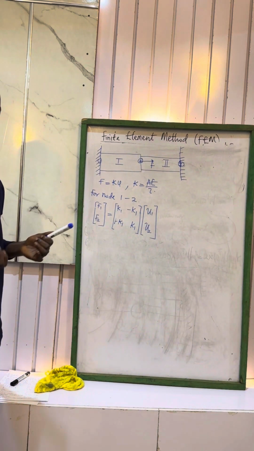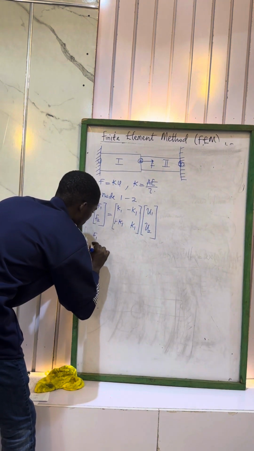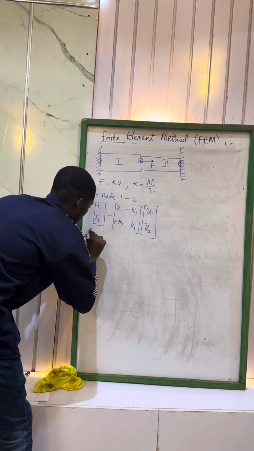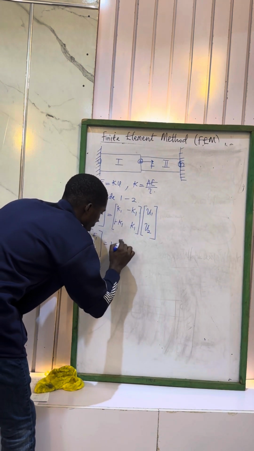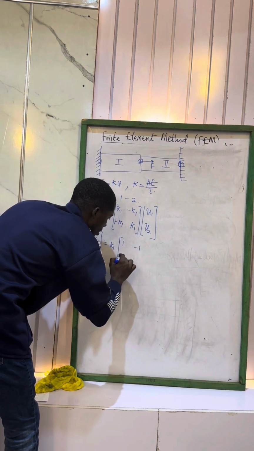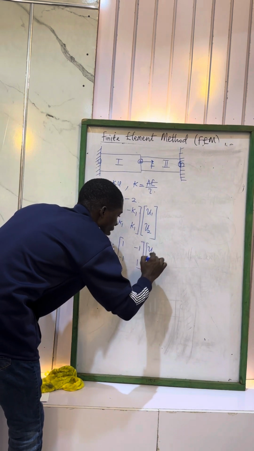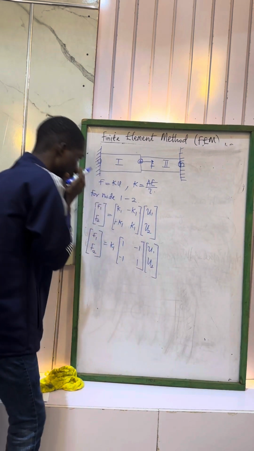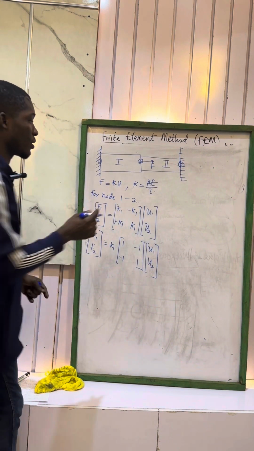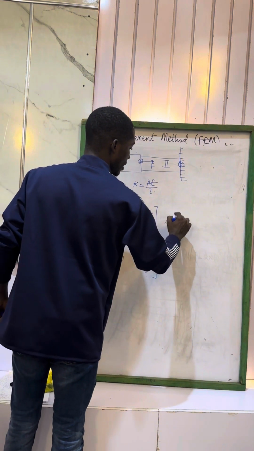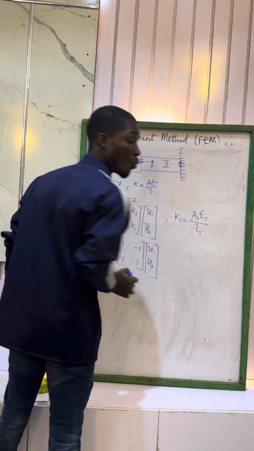Then we can actually get our K1. I can write this as F1, F2 equals K1 times the matrix 1, minus 1, minus 1, 1, times U1, U2. So I can actually determine my K1. What is my K1? My K1 for element 1 is K1 equals A1 E1 over L1.